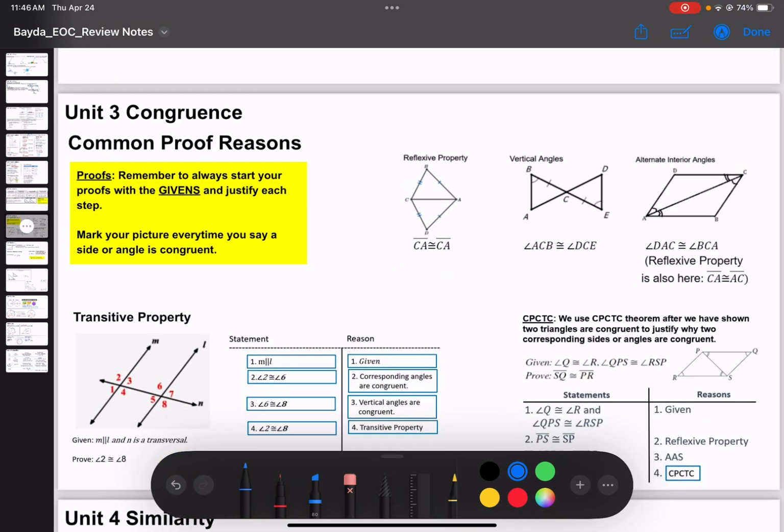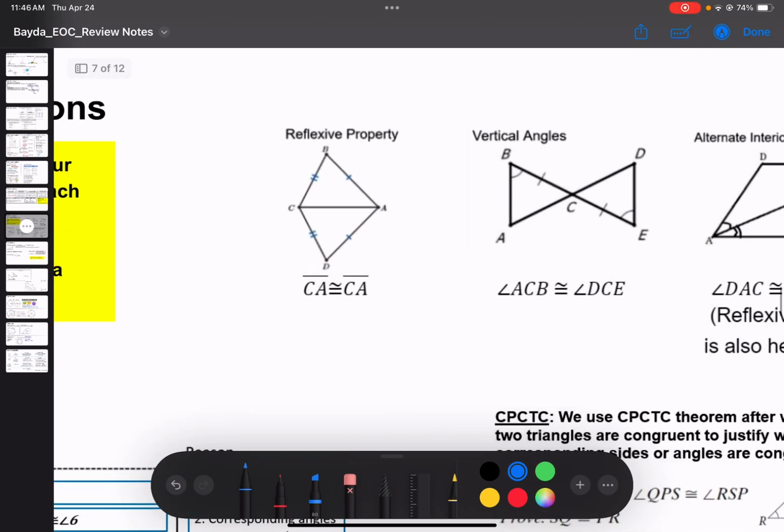Furthermore, when you are doing a proof, remember that your first reason is always given. Remember that you want to mark up your shape every time you see congruence on the left side of your proof. And some of the big theorems are going to be your reflexive property. And that's when two triangles touch on the full line. That side is congruent to itself.